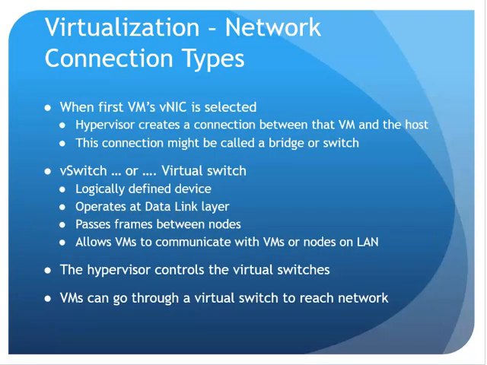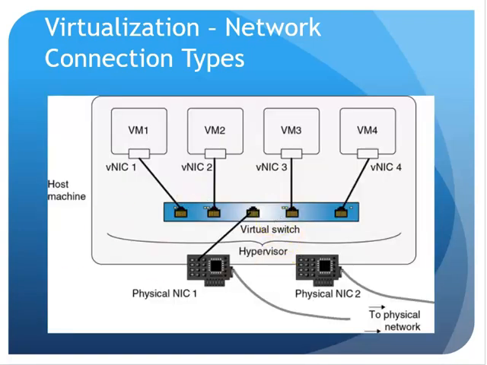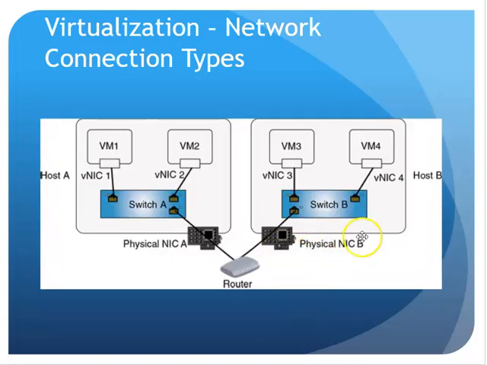That vSwitch or virtual switch operates at the data link layer, passes frames between the nodes, and allows these virtual machines to communicate with VMs or other nodes on the LAN. Okay, so that's what we have here. Let me say it this way: if I have a host here and a host here, these virtual machines can communicate through this switch, this physical NIC, through the router, and through this switch to this one, as if these would be 4 different nodes on the network, all virtually.